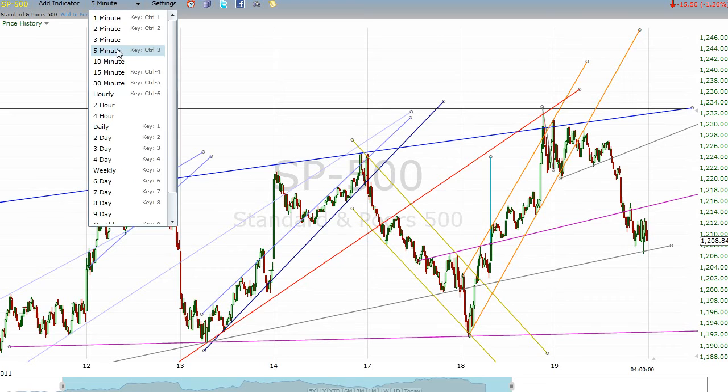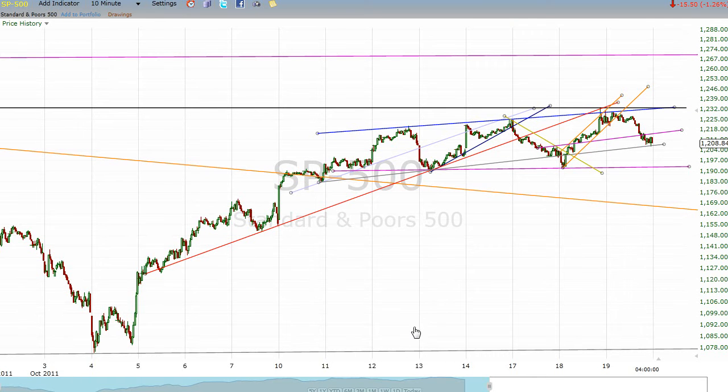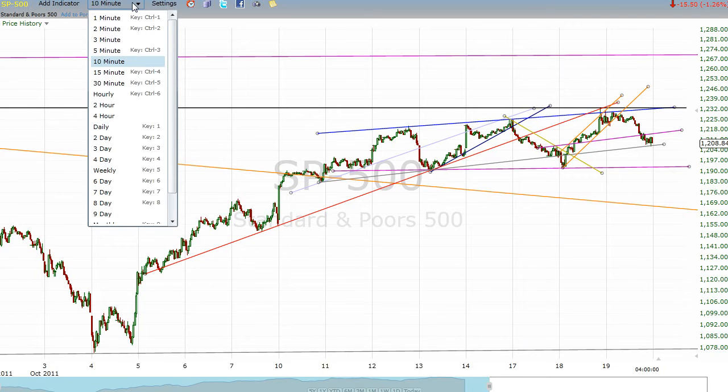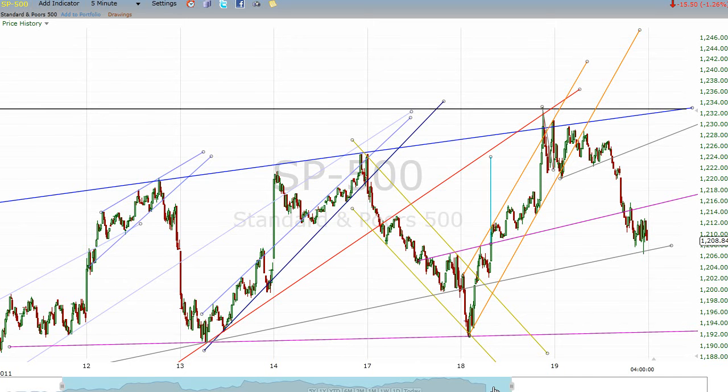Additionally, if we back off to a 10-minute chart, you can see that what looks to have happened is we have created a new pattern that may end up being a broadening top. And if that is the case, that 1230-ish, 1232, wherever it was exactly yesterday, would likely be the high for a while. So let's see, going back to a 5-minute chart, let's see what happened today.